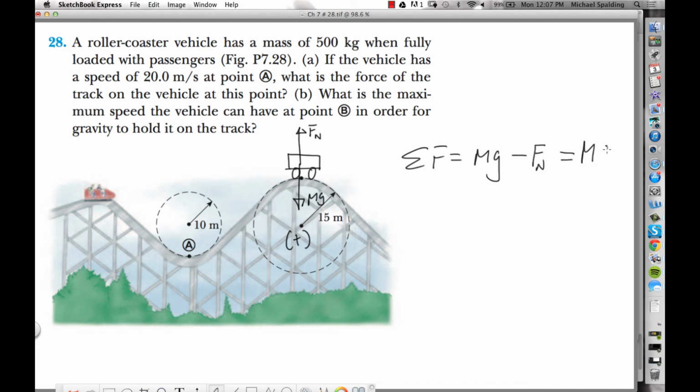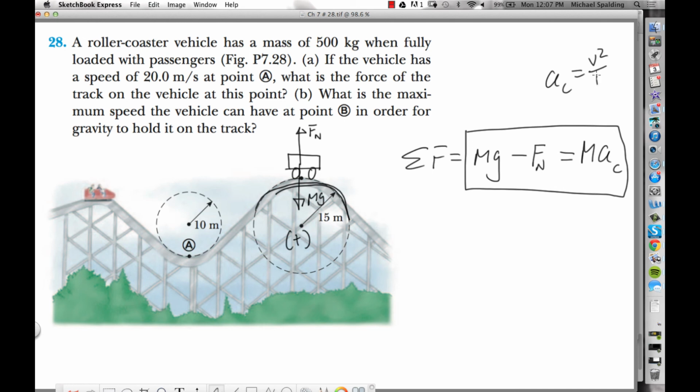Sum of the forces equals ma. Now this a is a centripetal because the car is in a circular path, right? Whenever an object's in a circular path, it has a centripetal acceleration. The insight to this problem has to do with the normal force. Because look, we're going to plug in centripetal acceleration. It's v squared over r. We plug that in down there. So now what we have is mg minus the normal force equals mv squared over r.